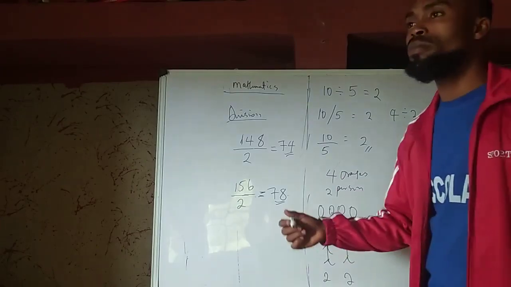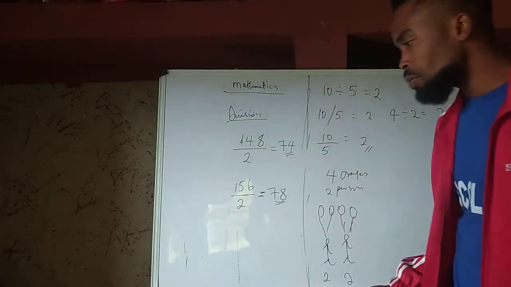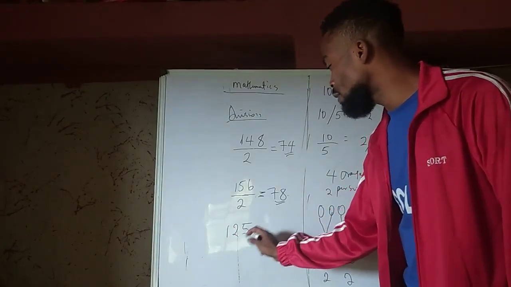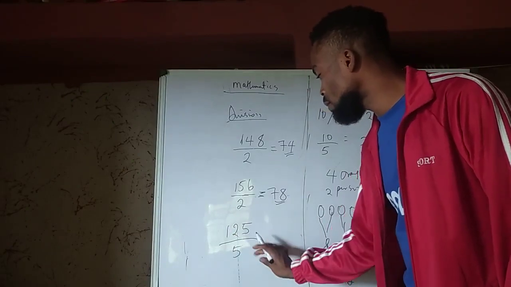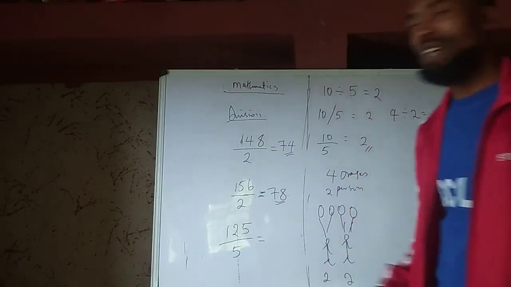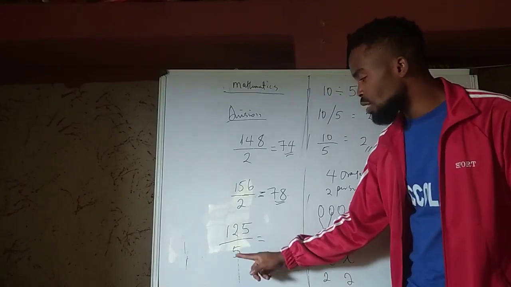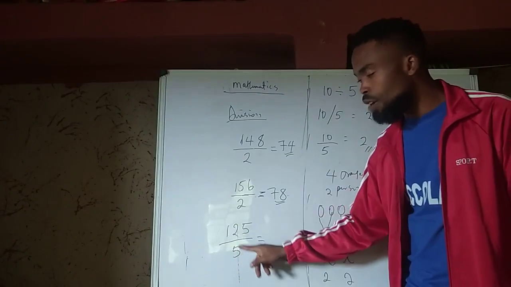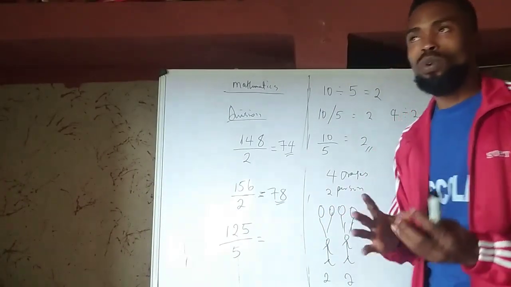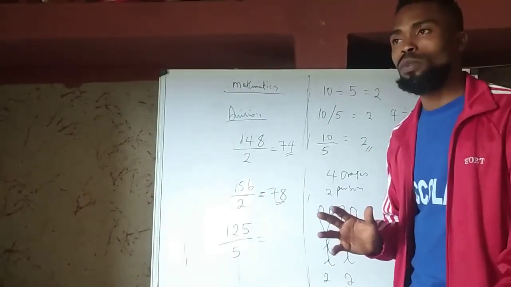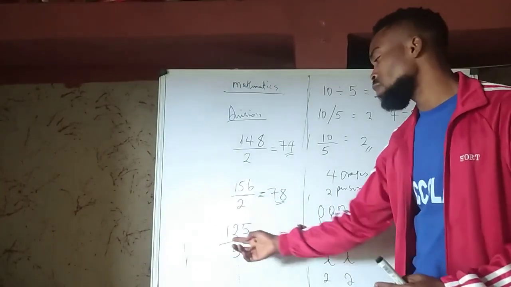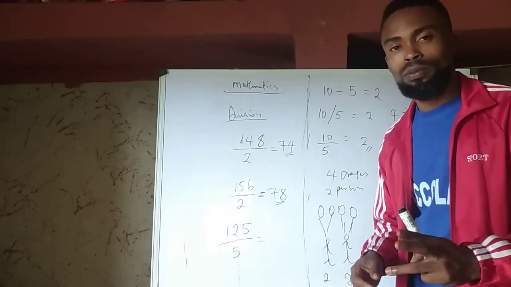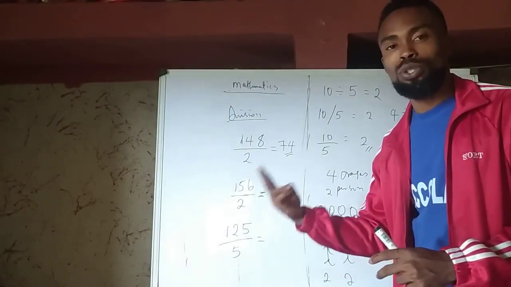If it were a bigger number, let's say we have 125 divided by 5. How this works is that 1 divided by 5 will not go. So we have to take 12. 12 divided by 5: if you want to share 12 things among 5 people, always use this analogy. I want to share 12 things among 5 people. Each of them is going to receive 2. What will be remaining at the end will be 2.